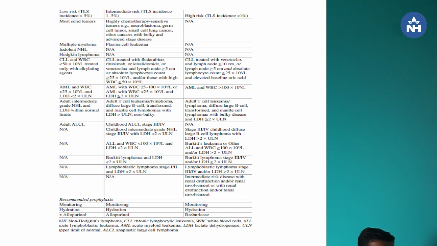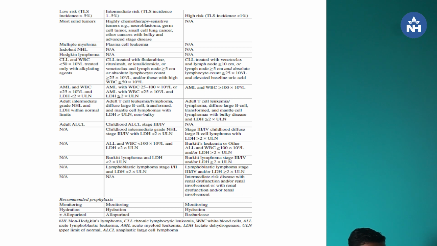Adult intermediate grade NHL and LDH within normal limits have low risk of TLS. Adult T cell leukemia, lymphoma, diffuse large B cell, transformed and mantle cell lymphomas with LDH greater than upper limit of the normal, non-bulky have intermediate risk. Adult T cell leukemia, lymphoma, diffuse large B cell, transformed and mantle cell lymphomas with bulky disease and LDH more than two times of the upper level of the normal have high risk.